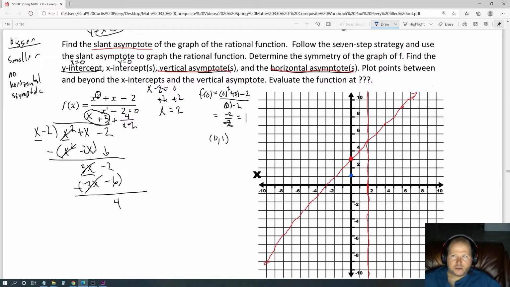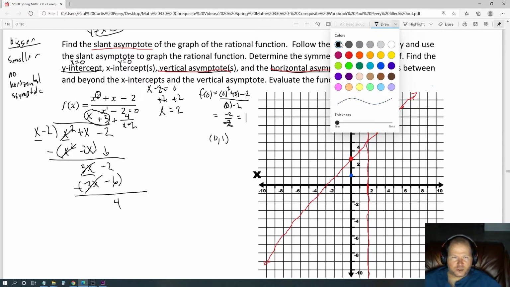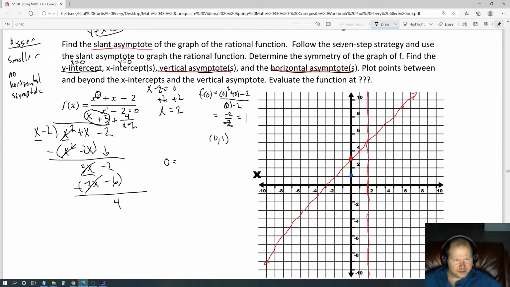Okay. So now, let's move on to the other intercept, which is the x-intercept. So we have 0 is equal to x squared plus x minus 2 all over x minus 2. I'm going to multiply both sides by x minus 2. There's a more complicated way of doing it, but we already got the vertical asymptote out of this, so we can do this. It's okay. All right, so what that does is that gives us 0 is equal to x squared plus x minus 2.